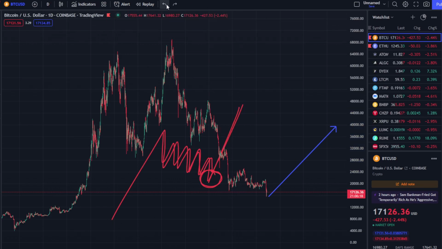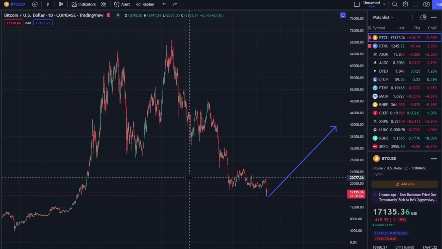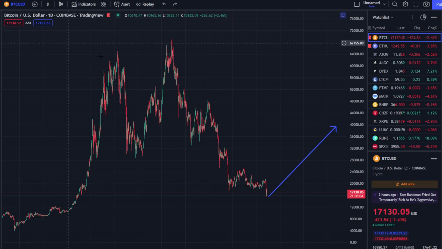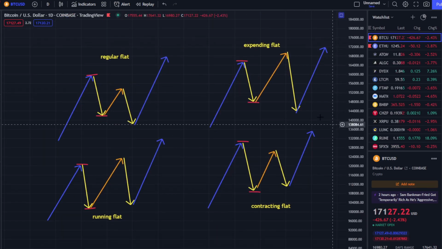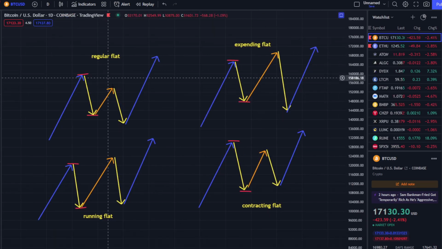So now that we know that the correction is the most important part of this method, as well as the analysis in general, you get to understand these corrections more by knowing the wave theory. In the wave theory, there are 4 main corrections that I wrote right there, for example. So the first one is the regular flat.